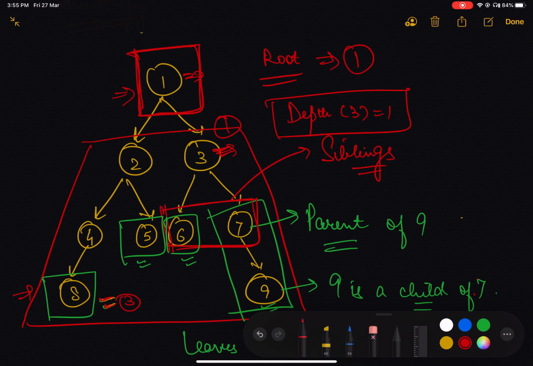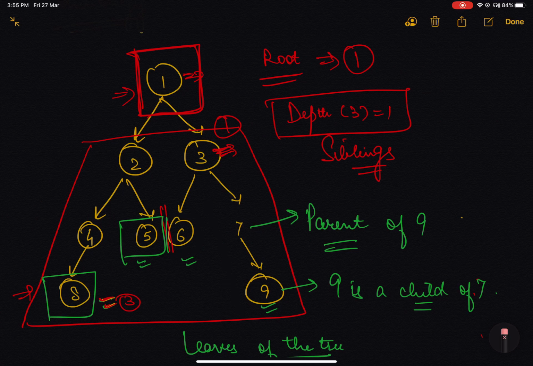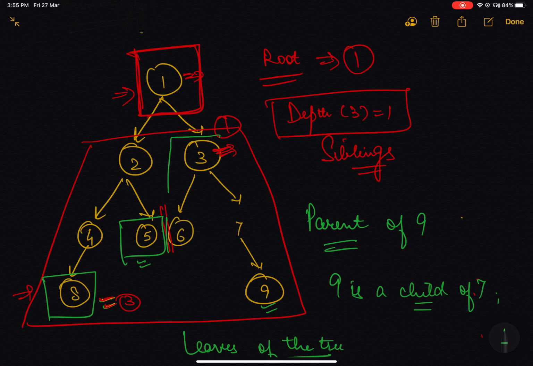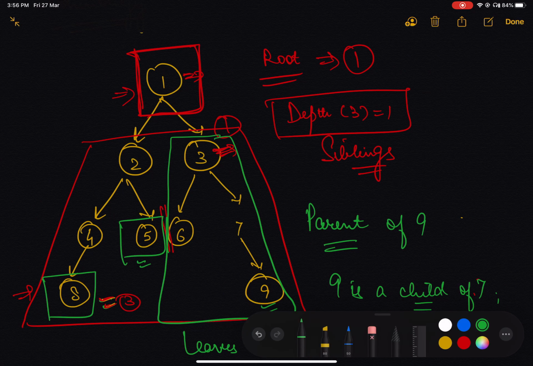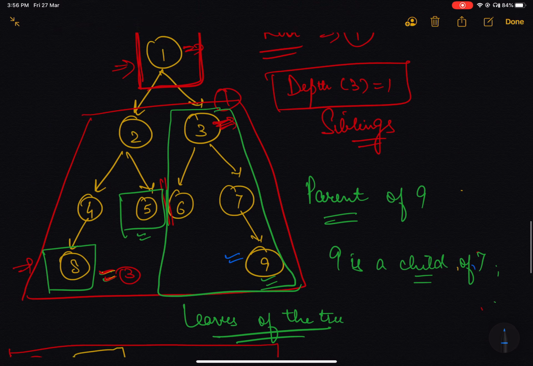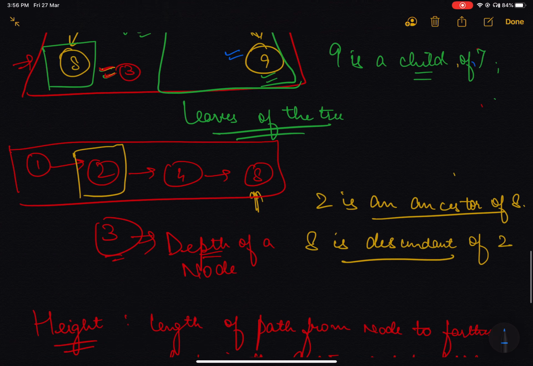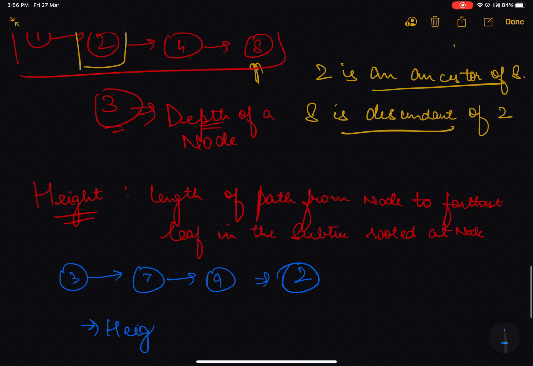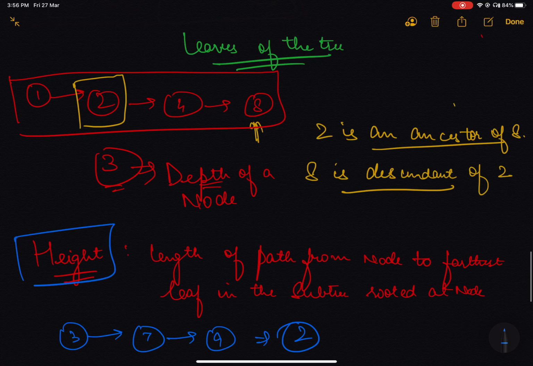Let us take the example of node 3. What is the subtree rooted at node 3? Correct. This is the subtree that is rooted at node 3. What is the farthest leaf from 3? As you can see, the farthest leaf from 3 is node 9. So, what is the length of the path from 3 to 9? It is 3, 7, 9. So, the length of the path is 2, which means the height of node 3 is 2. So make sure you understand the difference between height and depth clearly and don't confuse them.